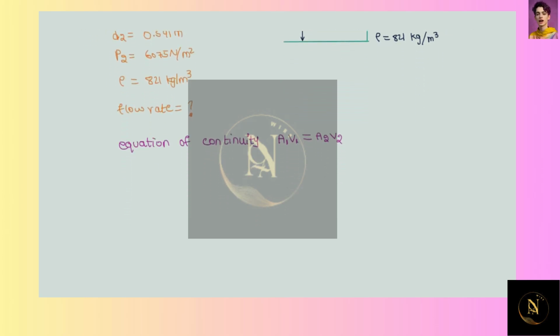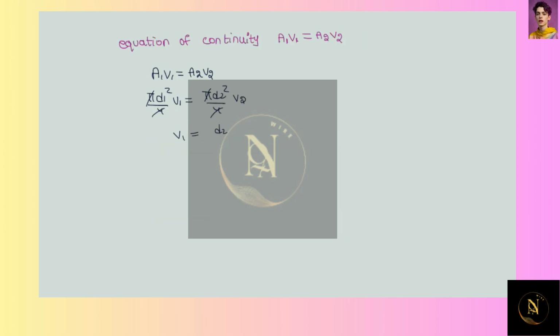On substituting the values, A1 V1 is equal to A2 V2. We know A is the cross-sectional area, which can be written as pi d1 square divided by 4. So V1 is equal to pi d2 square divided by 4 times V2. Pi by 4 gets cancelled and we get V1 is equal to d2 square divided by d1 square times V2.